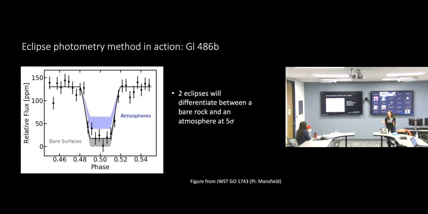I'm really excited that we're actually going to get a chance to test this out this year with JWST observations. Coming this summer, I'm going to be observing 2 secondary eclipses of the hot rocky planet GL486b. And with those 2 secondary eclipses, we predict that we should be able to differentiate between a bare rock and the presence of an atmosphere at about a 5 sigma significance.